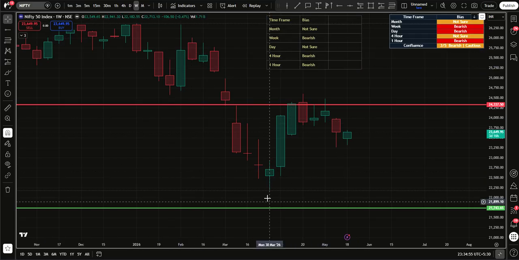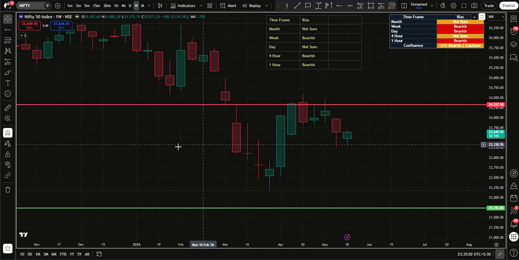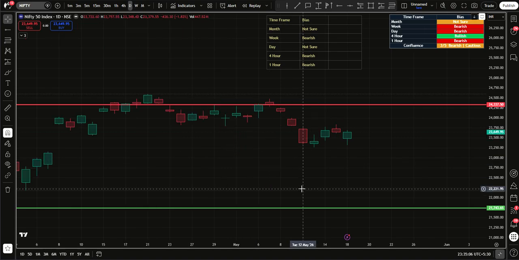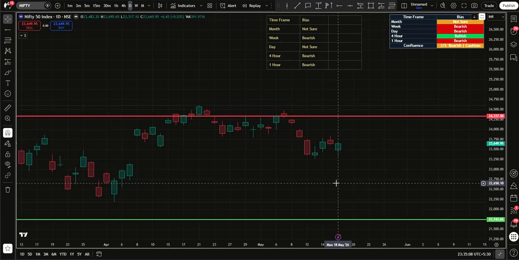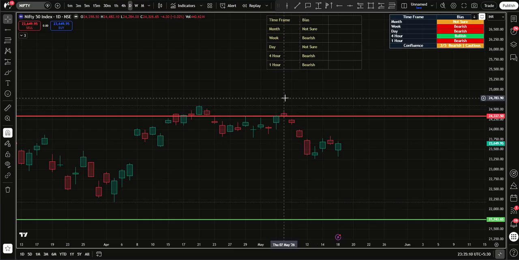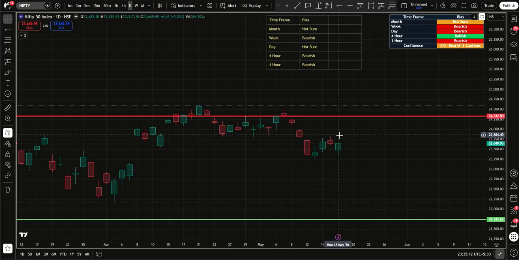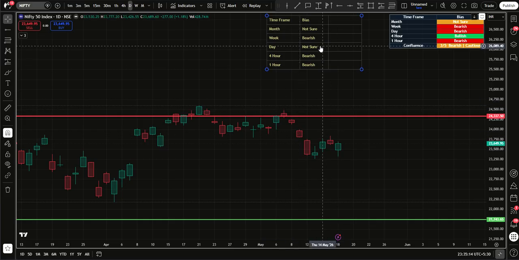I'll mark, and this level actually coincides with many levels on the smaller time frames, so I'll just mark it in the smaller time frames. On a daily time frame here, Nifty is bearish. This is a swing high and this is a lower high, so it has become bearish right here. It was not sure yesterday. It is bearish today.